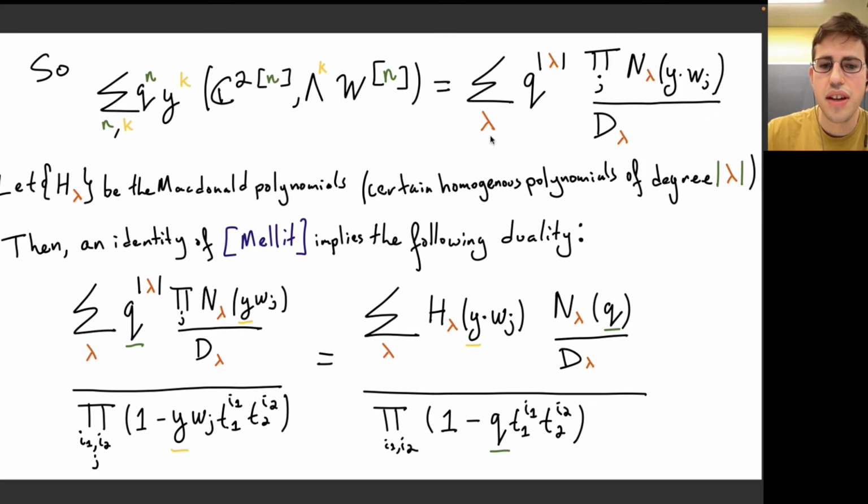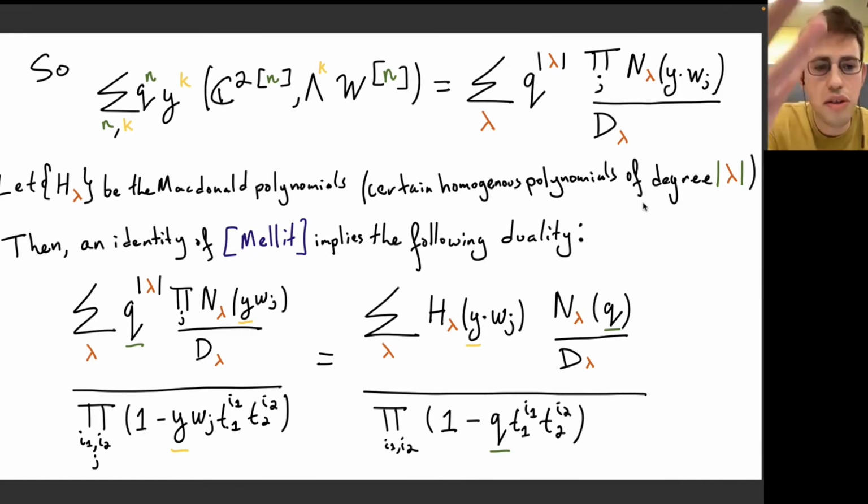It turns out this series can be related by a combinatorial identity to a very similar looking series where the roles of q and y are interchanged. So how does that look? Let H lambda be the Macdonald polynomials in what's called Haiman normalization. If you've seen the Macdonald polynomials before, that's great. If you haven't, you don't need to worry too much about it for the purposes of understanding the rest of the talk. All you need to know is that there are certain homogeneous polynomials of degree size of lambda. So if I have a partition of n boxes, then H lambda is some homogeneous polynomial of degree n.